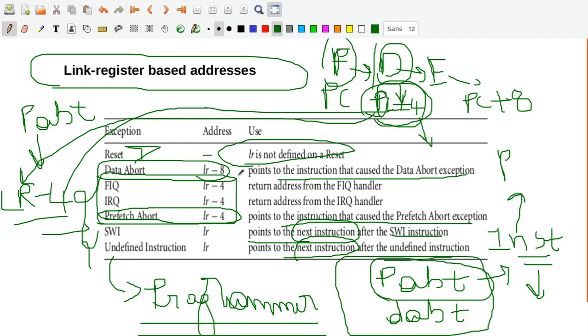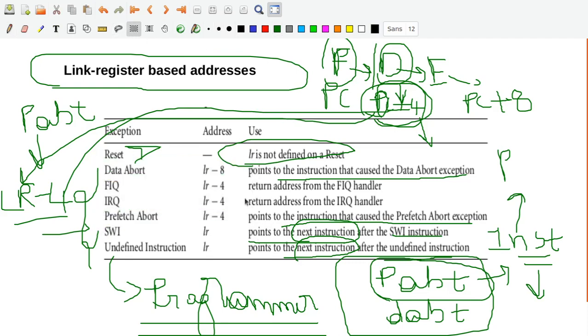Similarly for the data abort, what is written? LR minus 8. Why is LR minus 8 written here? Because the data abort exception is thrown only during the execution stage. At the execution stage, your PC address is PC plus 8. First you fetch the instruction; the data transfer, from register to memory or memory to register, is something you come to know about in the execution stage.